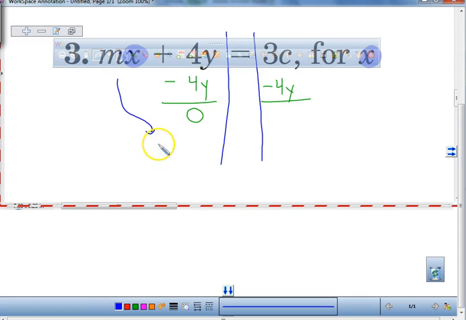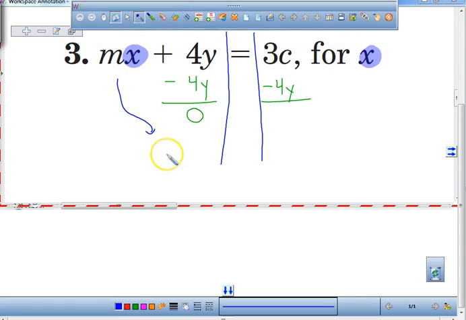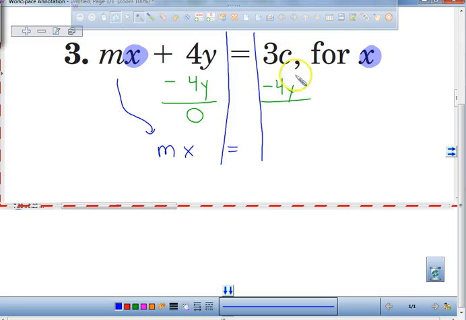All right. So what am I bringing down? I'm bringing down the mx. Good. Equals. Now this is the tricky part, everybody. Are those like terms? So what is 3c minus 4y? That's right. It's just 3c minus 4y. We can't combine them. They're not alike. So we're not going to try to do some crazy voodoo math and try to combine them.